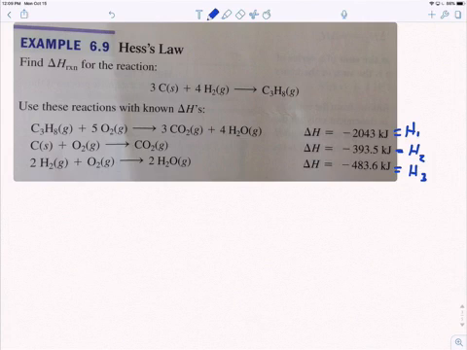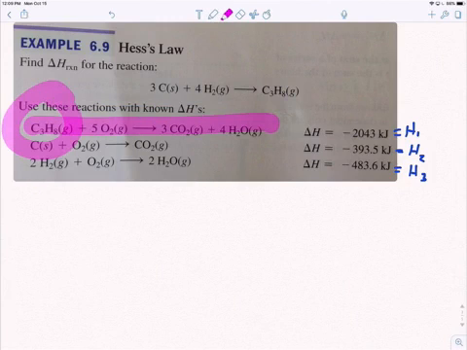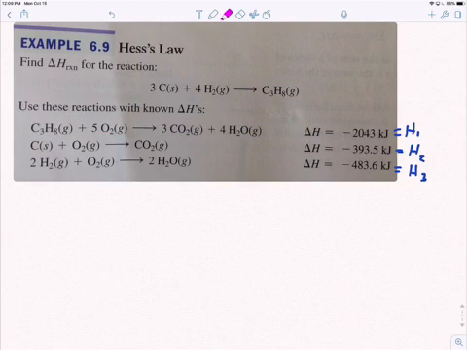Okay, so when I look at these problems, what I do first is I want to put all the reactants on the left and all the products on the right. So if I'm looking at these equations right now, and this first one, my logic is I see C3H8, and it's over here. So I already know I need to flip this equation.